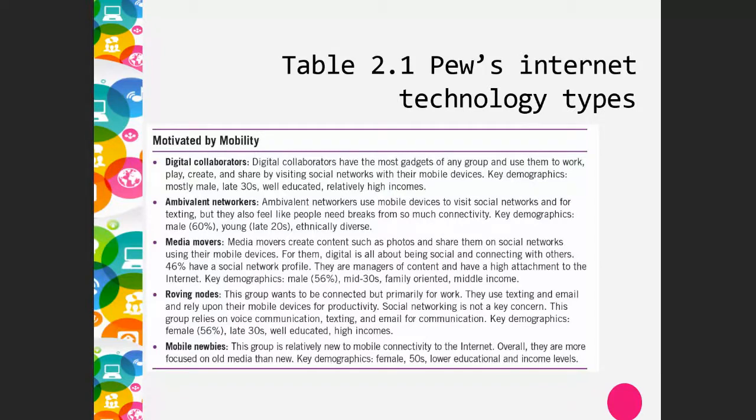Roving nodes are connected, but they're really only connected because work makes them be. If it wasn't for work, they're not really that personally connected. Media movers create content, and everybody in this class may be a content creator. In other words, if they've posted pictures to Instagram, that would count, right?